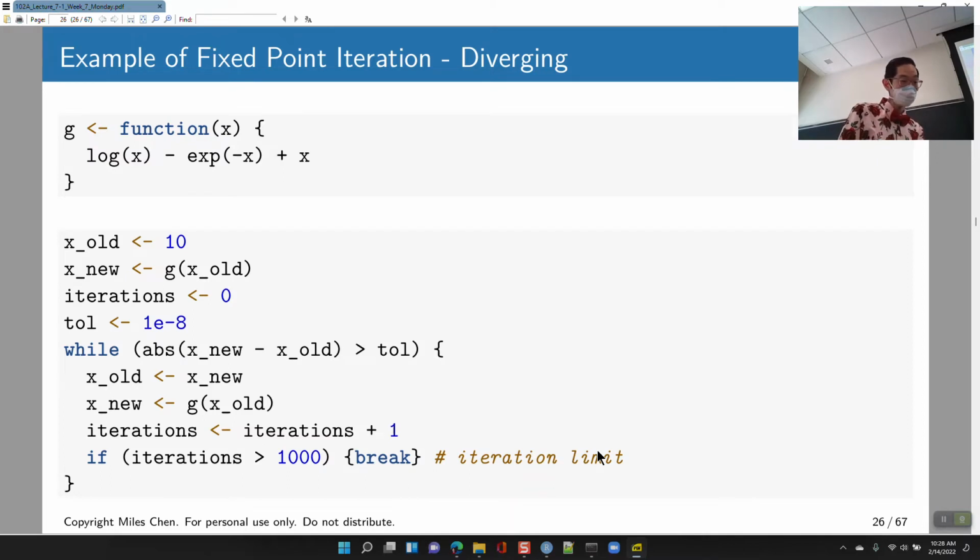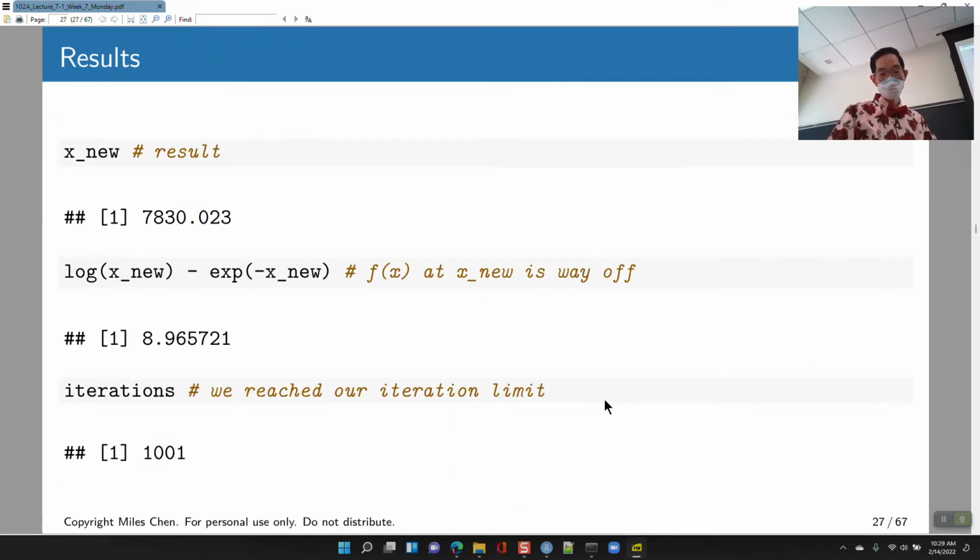But if I try it, here's my fixed point iteration code, and I put in a failsafe where if the number of iterations goes over 1,000, we're going to stop the loop, just so we don't run forever. Same thing: just keep applying g to whatever the value of x is, and update our value of x. If the iterations go over 1,000, we'll break out of the loop, just so it doesn't run forever. Okay. So what happens when we do this?